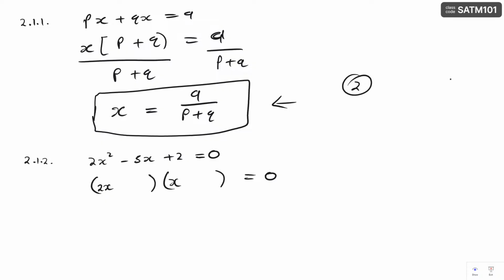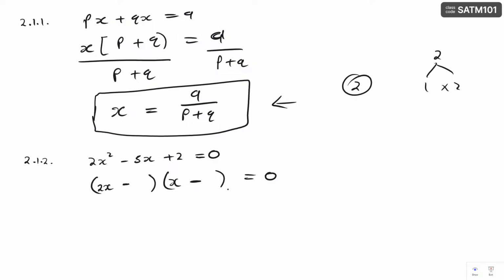So let's check the factors of 2. Factors of 2 is just 1 times 2, right? So here we just need to be more strategic. The sign here is going to be negative and negative. The reason why it's negative and negative is because the middle term is negative and the last one is positive, and negative times negative is positive. That's why it's negative and negative inside the brackets.